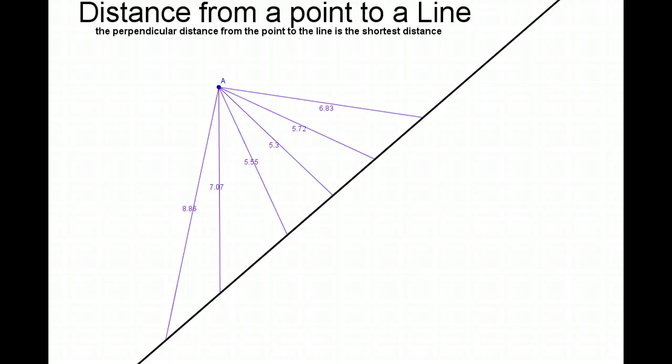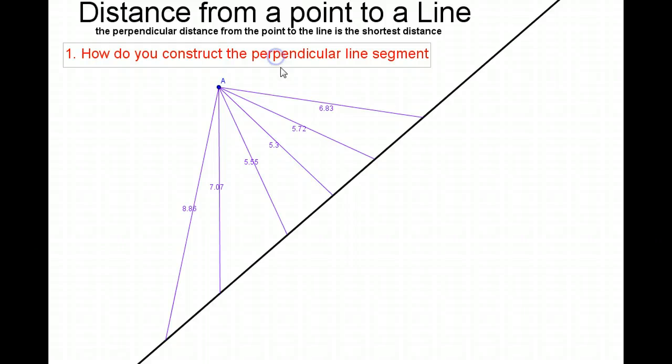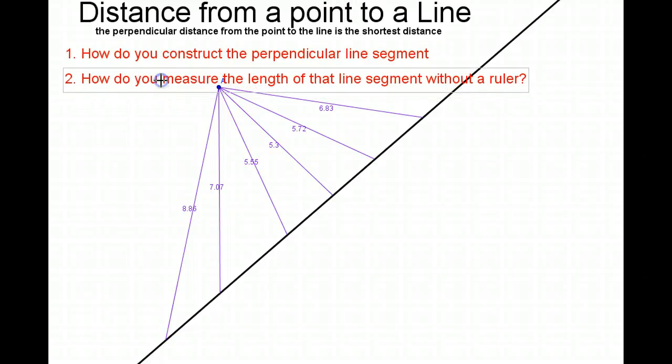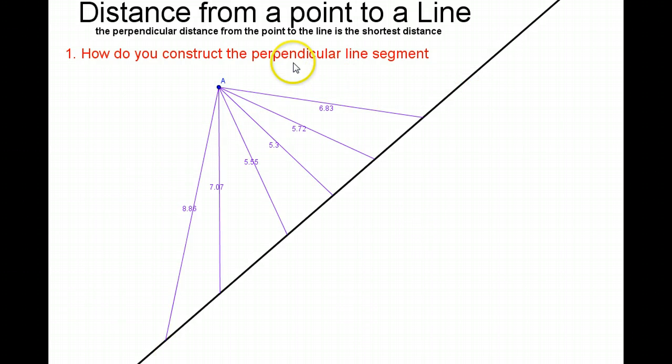So there are two questions that may naturally arise. First of all, how do you construct the perpendicular line segment and not just any other line segment? And secondly, how do you measure the length of that line segment without a ruler? Well, we're going to discuss both of these during this video. But what does it mean for lines or line segments to be perpendicular?